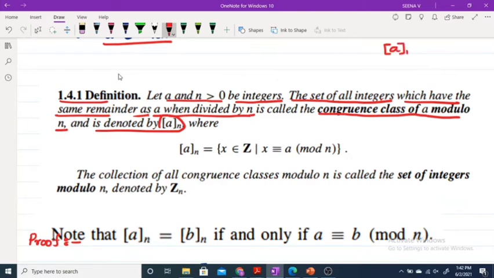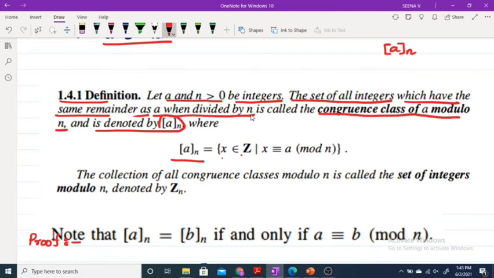Congruence class of a modulo n. And actually the definition is the set of all integers which have the same remainder as a when divided by n. Now that is congruence class. The class of a modulo n is equal to the set of all x belonging to the set of integers such that x is congruent to a mod n.